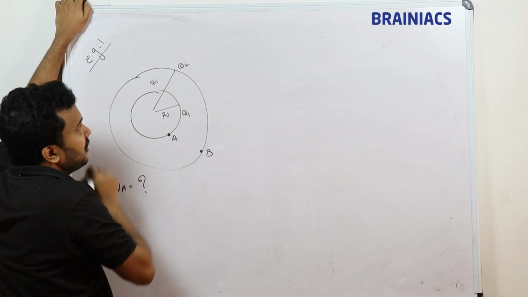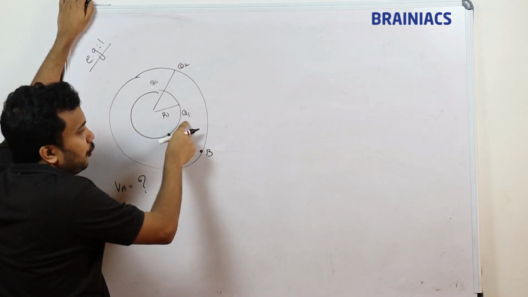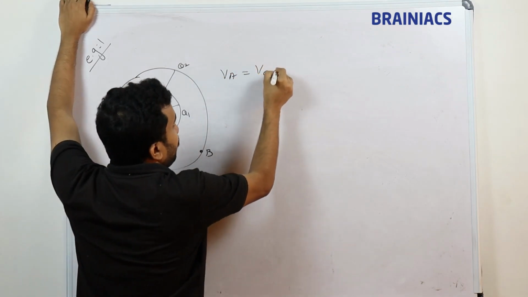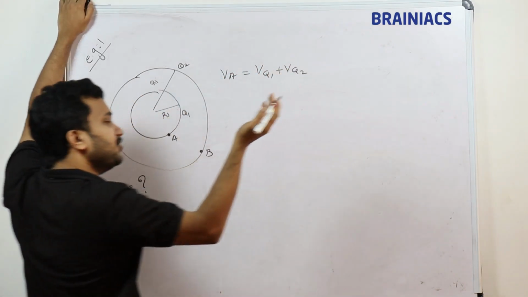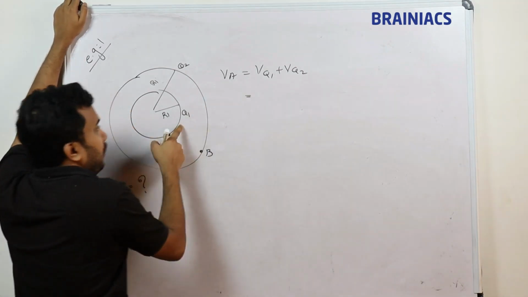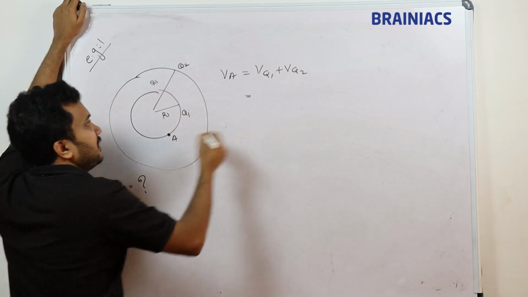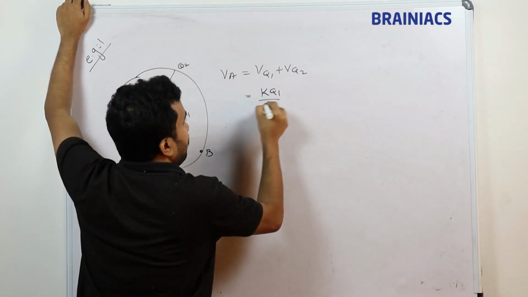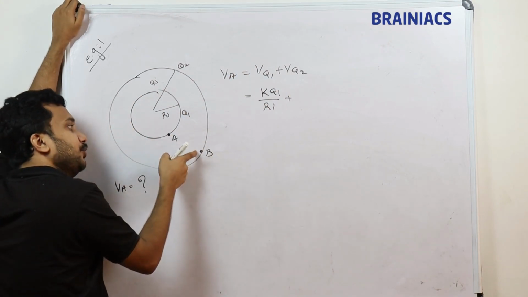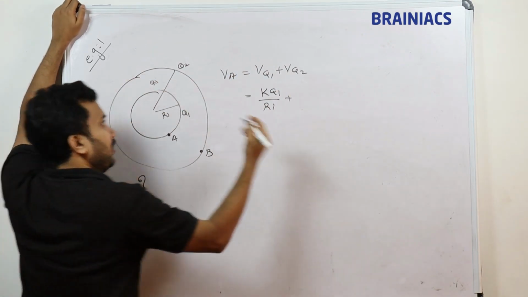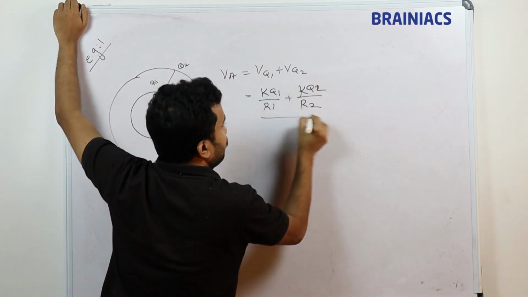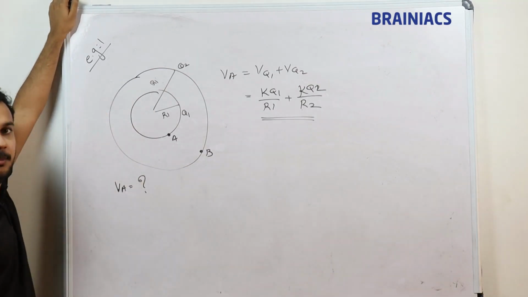Now if you see, potential at A means two spheres will be there, q1 and q2. So potential at A will be equal to potential due to q1 plus potential due to q2. Any number of charges will be there, that many potentials are there. Potential due to q1: this point is at the surface, so surface means kq1 divided by r1, plus because of q2, A is an inside point. Inside point means what is the potential? kq2 divided by r2. So inside potential is constant, kq by r.